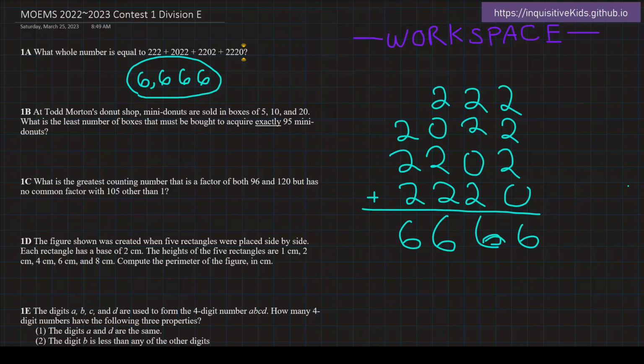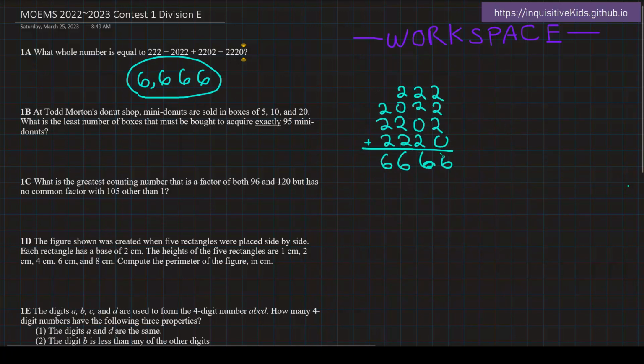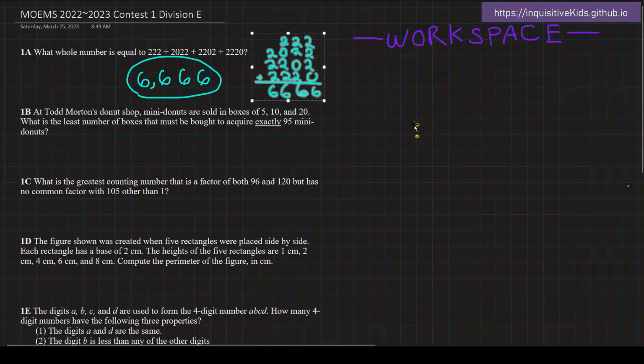All right, let's do the second question. And I'm going to move my work next to the problem so we can refer back to it later if we need to. At Todd Morton's Donut Shop, many donuts are sold in boxes of 5, 10, and 20. What is the least number of boxes that must be bought to acquire exactly 95 mini donuts?